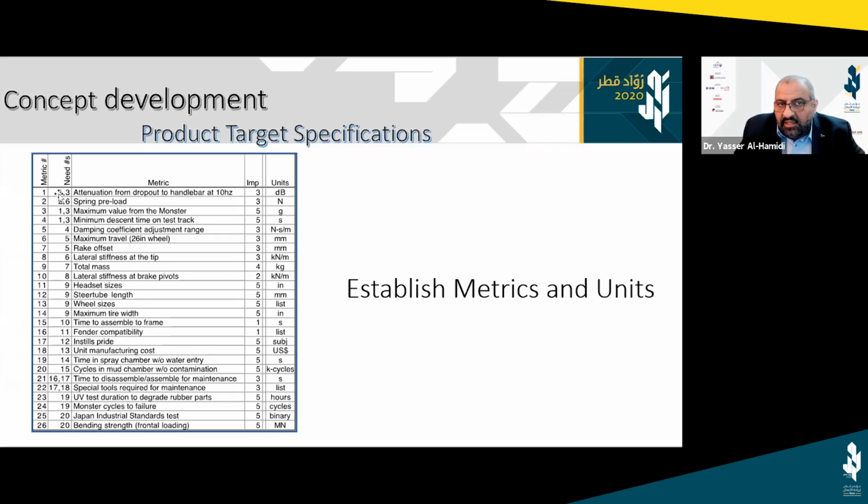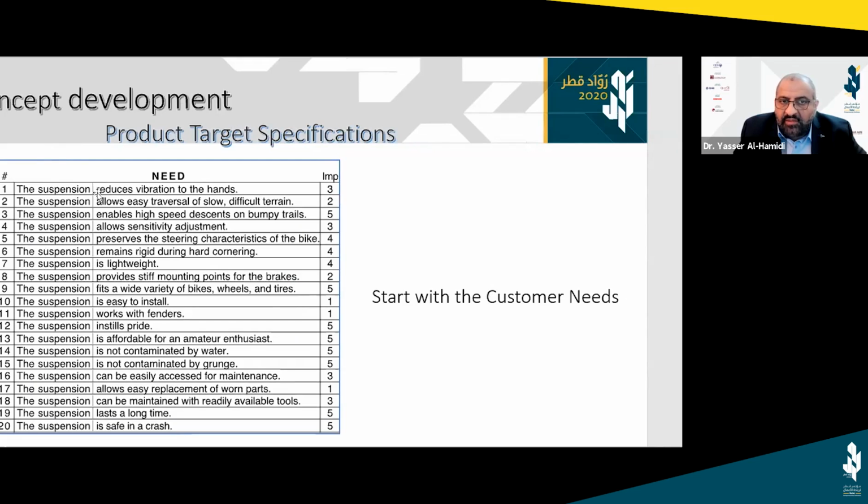And as you can see in the second column here, I have numbers for the needs which are connected to this metric. If you take any of these metrics, we have here the unit for this metric, like attenuation, for example, to the handbar. We're talking again about a suspension fork. So the attenuation to the handbar is one of the metrics which I would like to use to reflect needs 1 and 3. What are these 1 and 3 here? Reduces vibration to the handbar, as you can see here.